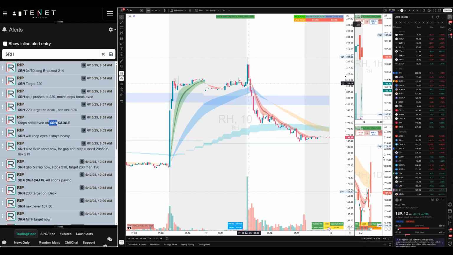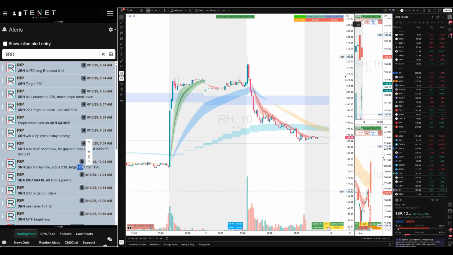And then I told the traders, I waited for a minute to short it. Short it: gap and crap, 208, 206 breaks, go lower, stops at 213. Again, I mentioned stops at 210. Once it starts to move down, target 200. So I'm already giving a target of 200 when we are breaking down at 209.